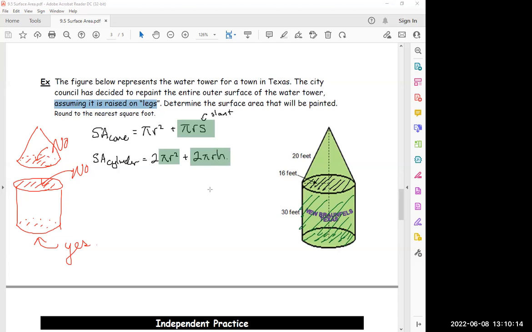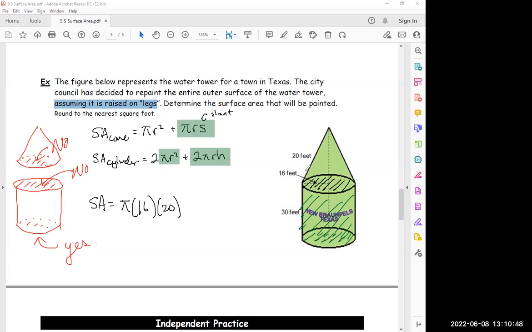Other people, like Maddie, for example, you simply wanted to just do the formula, and then you know you have to remove a circle. So what Maddie did, I'll do it in red. Maddie decided to use the entire formula and then afterwards subtract pi r squared because she knows what the area of one circle is. Either works.